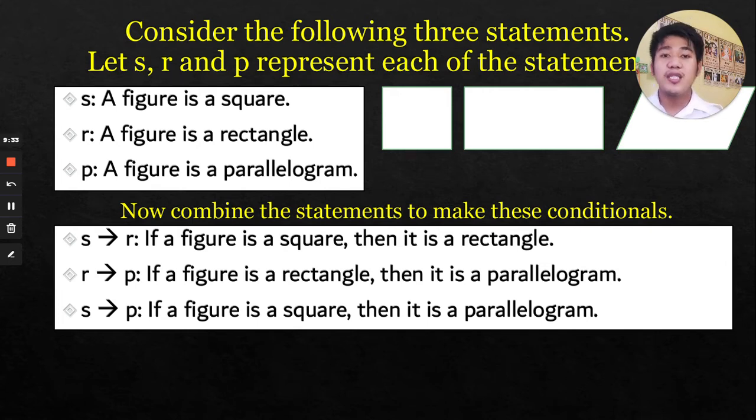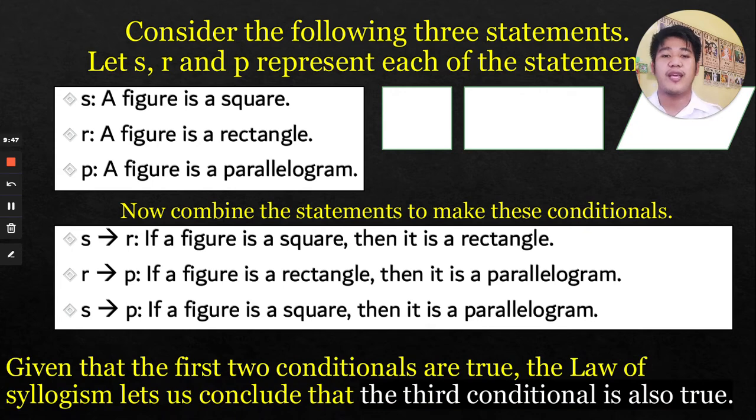Take note, these two are correct. If a figure is a square, then it is a rectangle. And then if a figure is a rectangle, then it is a parallelogram. They are two true conditionals, right? So with the law of syllogism, given that the first two conditionals are true, we can conclude that the third conditional is also true: if a figure is a square, then it is a parallelogram. And that's true.